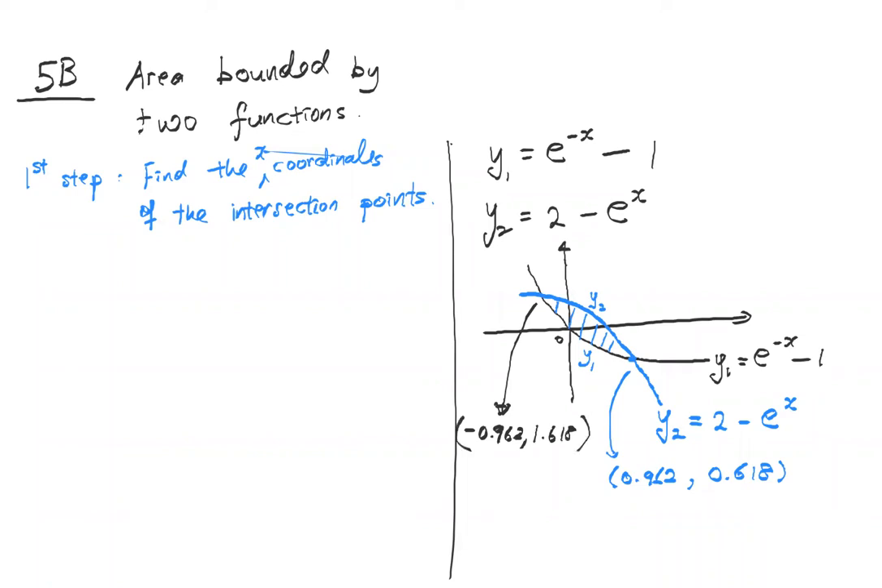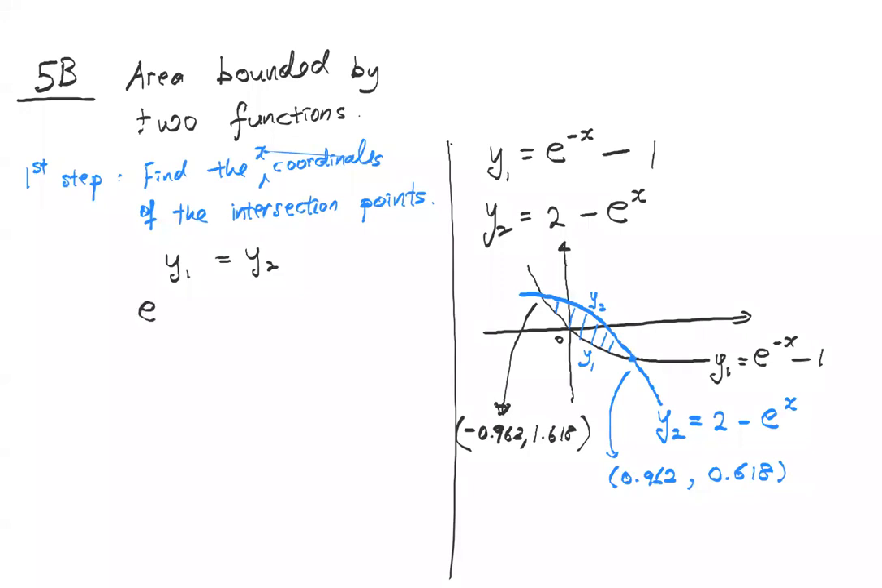Okay, can or not? So you have to find the intersection point first. I'm going to show you here how I can find the intersection point manually. The coordinate x, more importantly. So for this case, I will say y1 equals y2.